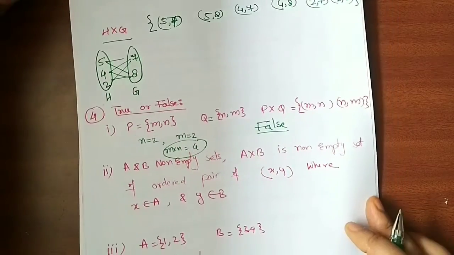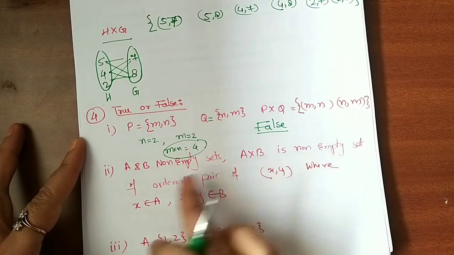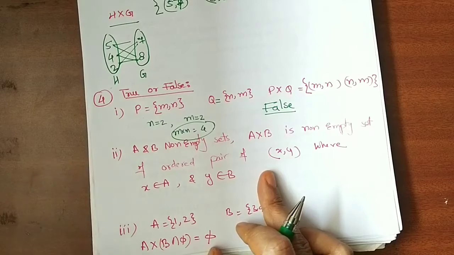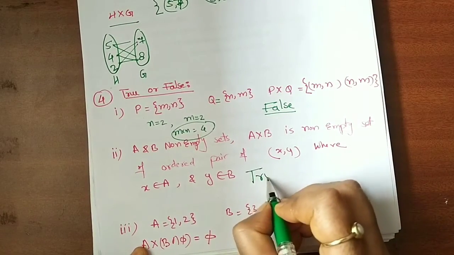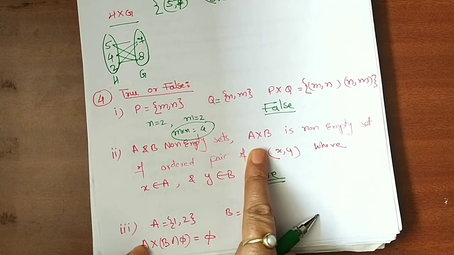Next part, it is saying A and B are non-empty sets. A cross B will also be a non-empty set of ordered pairs (x, y), where x is an element of A and y is an element of B. Yes, it is perfectly correct. That's how A cross B is defined.